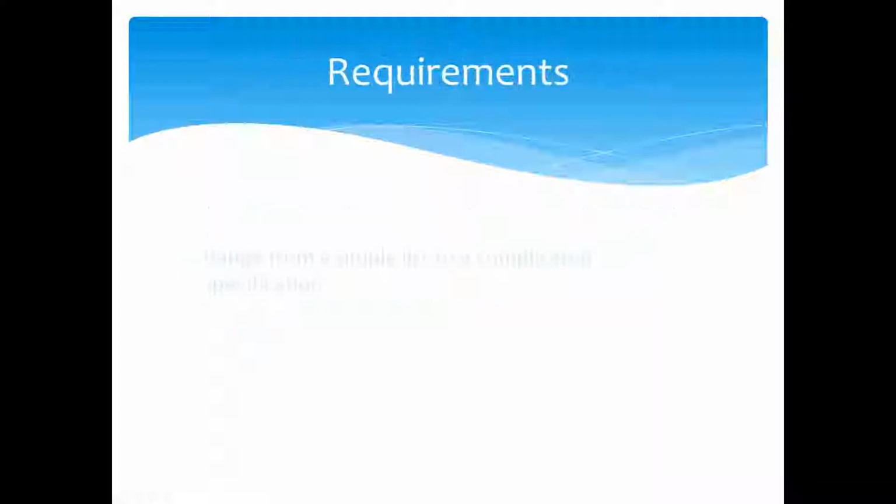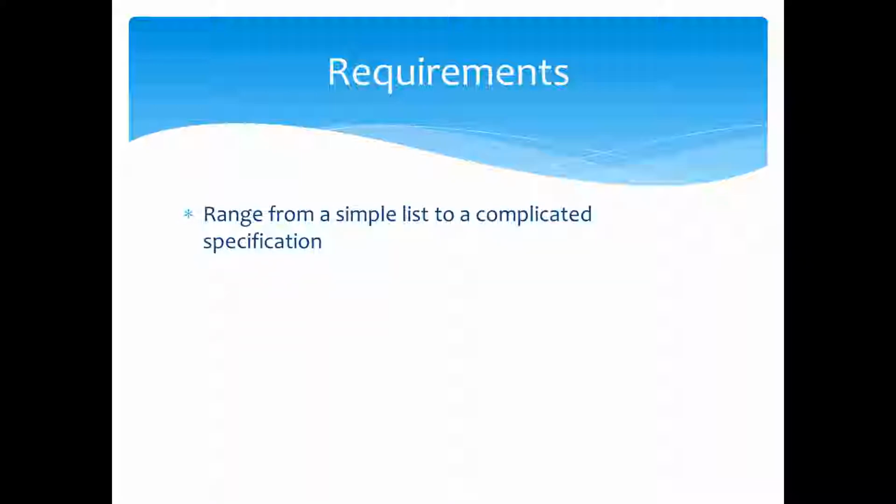Right, so if we go and cut up the requirements a little bit, this can just be a simple list. It can literally just be, we've got a system that needs to store circles and squares and the sizes of them, and that's it. It could be really simple like that, or it can be completely complicated.